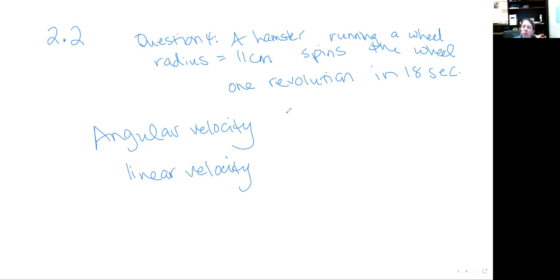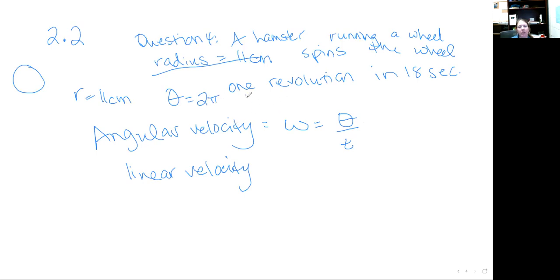Now, if you read your book like you were supposed to and you watched the videos like you were supposed to, you would know that the book represents the angular velocity with the Greek alpha letter like this, and it's theta over time. Remember, theta is your angle measurement. So let's pick out what we have here. We have a radius, which is 11 centimeters. We have theta, which is 1 revolution. 1 revolution means 1 circle, which means 2 pi, right? And time here is 18 seconds.